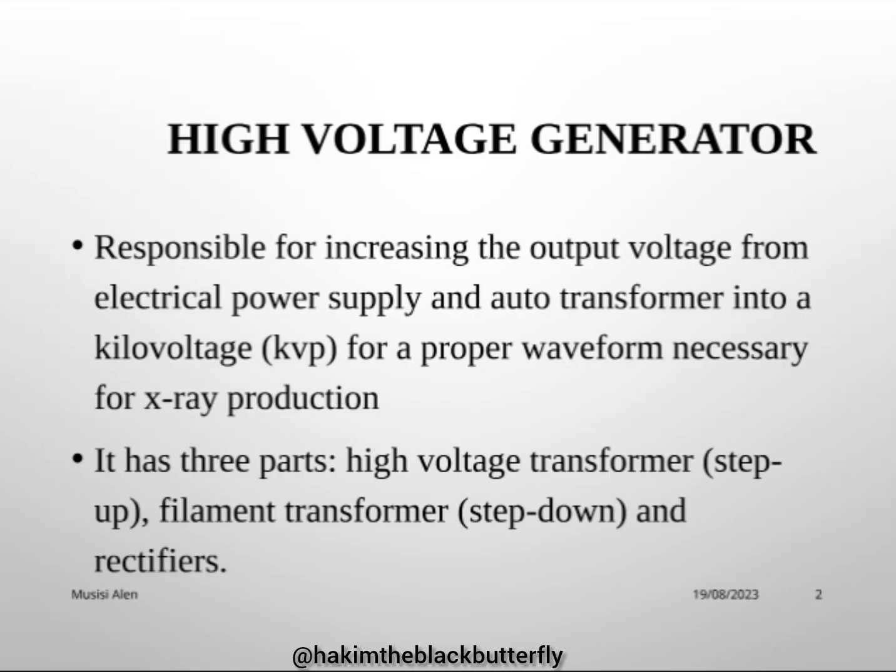So that voltage must be stepped up from volts to kilovolts, and those are the kilovolts you feed into the machine. If it is, for example, 80 kV that you have fed into the machine, then this transformer in the high voltage generator has to step up the volts from 220 to 80 kV. And then this voltage goes into the X-ray tube.